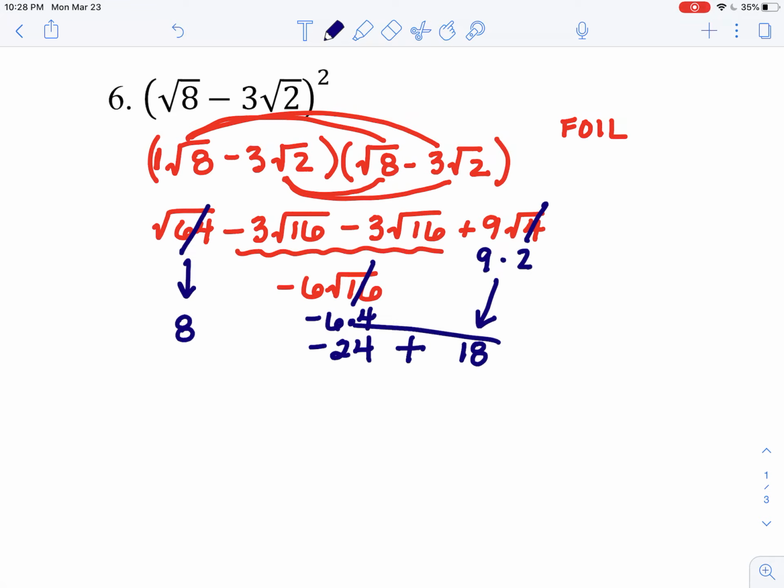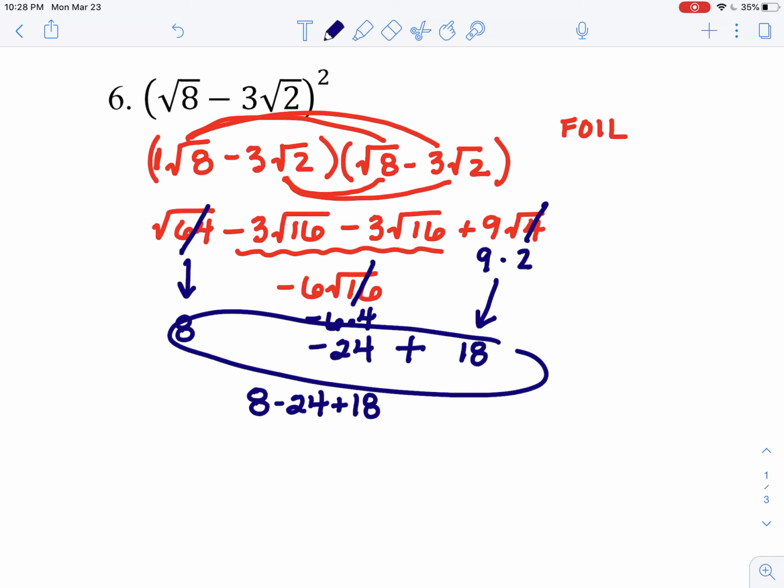If I put all of these terms back together, and I'm just going to rewrite it so that it looks a little bit neater all together, I end up with 8 minus 24 plus 18, which ends up being just a positive 2.